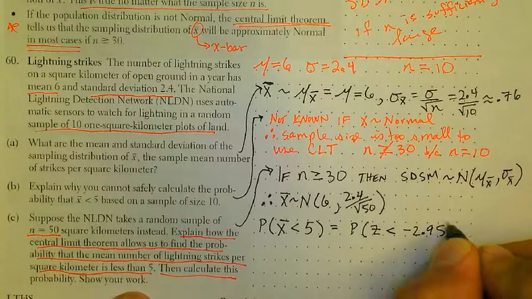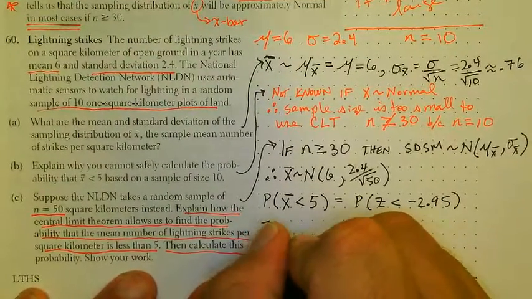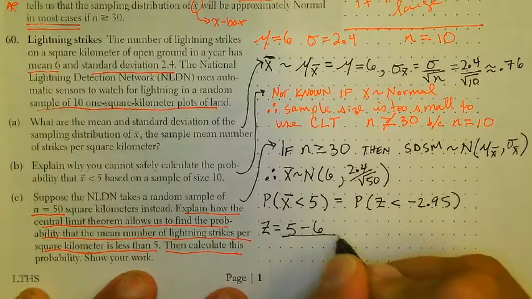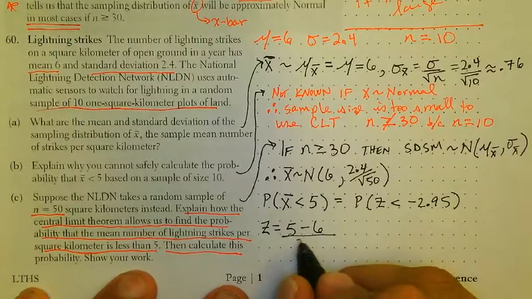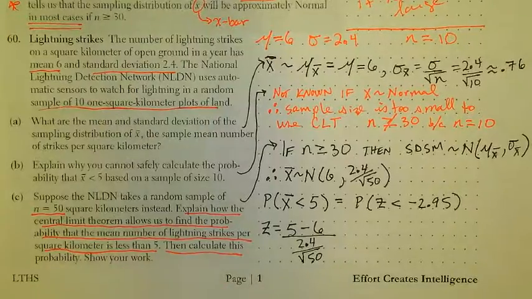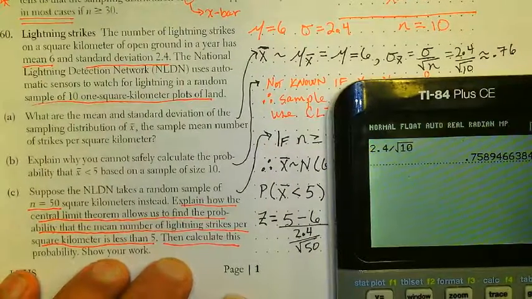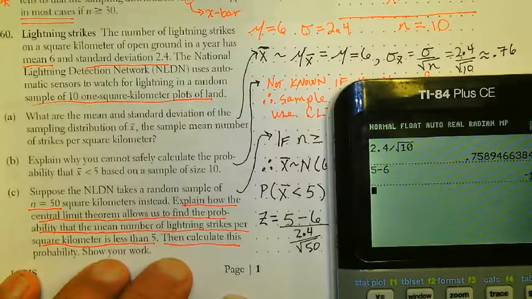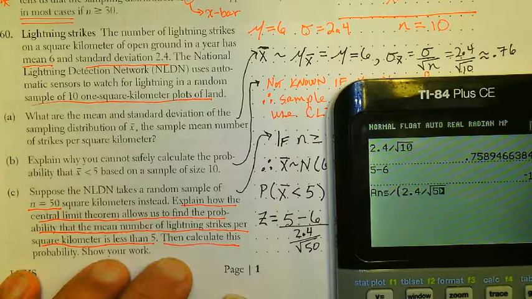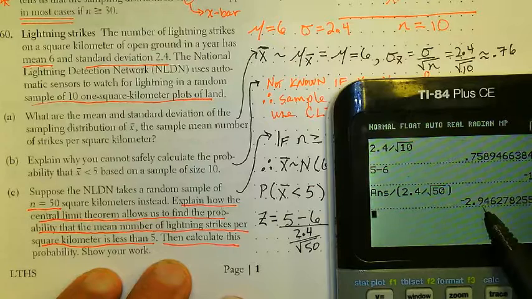Now, how did we get that z value? We know that z is equal to our statistic minus our parameter all over our standard error, and our standard error here is 2.4 divided by the square root of 50. We can verify that information on our calculator. 5 minus 6, divided by 2.4 over the square root of 50. There's your negative 2.95. Pretty straightforward.